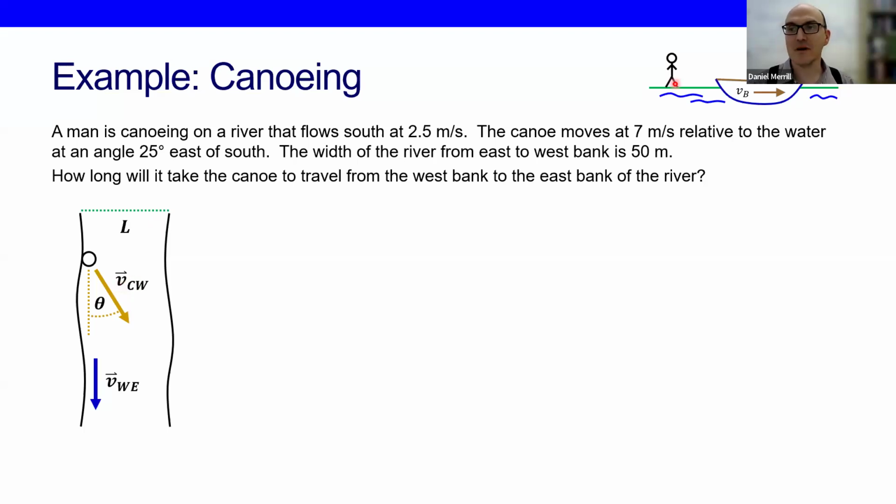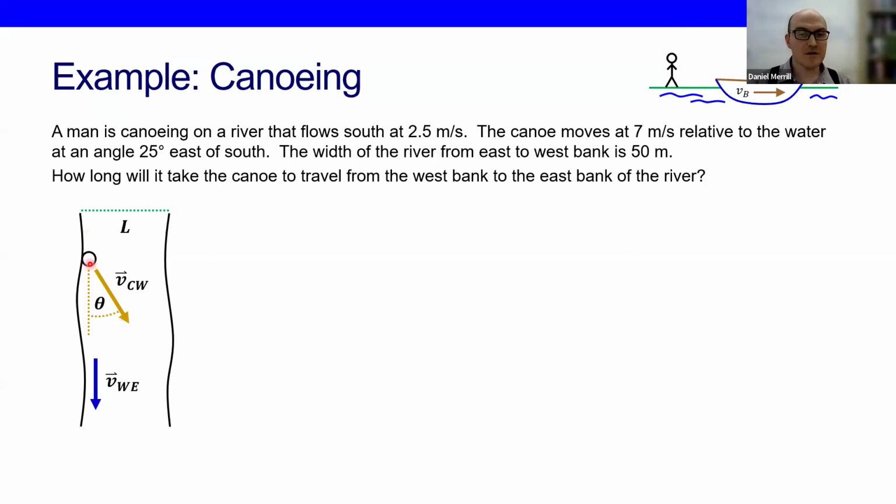In other words, in the frame of reference of somebody standing on the riverbank, not in the frame of reference of somebody in the canoe or somebody in the water. We've got their speed and direction relative to somebody floating along in the water. If you were in an inner tube floating down the river, you would see the person in the canoe moving away from you in this direction. But we want to know what the person standing on the riverbank would see in order to be able to solve this. So let's think about this.